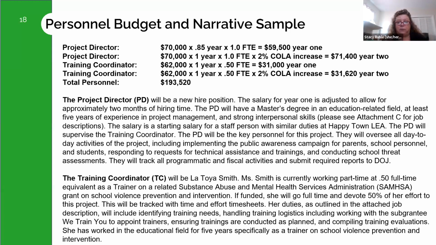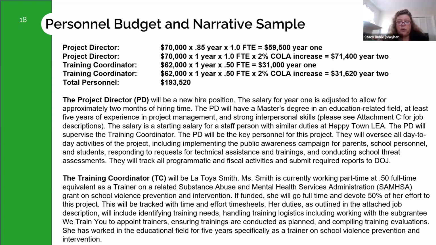And you'll note here that the project director is going to be at 1.0 FTE, and there is a 2% COLA increase, that's cost of living increase. So that's in year 2 for both positions. And then you'll see the training coordinator is an existing position, but they're going to be only at 0.50 FTE.